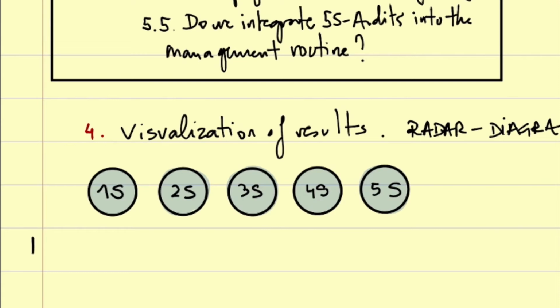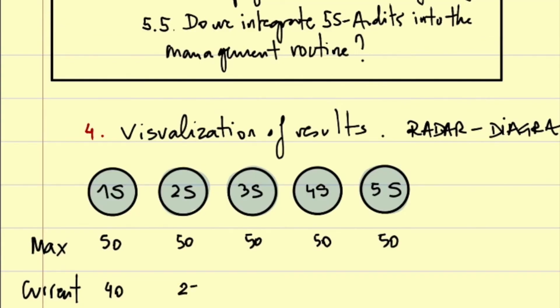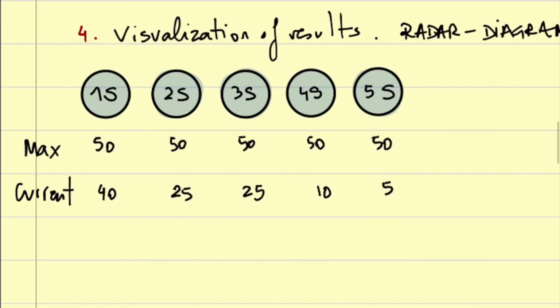We have a maximum of 50 points each. And we have our current number of points that we have achieved. Let's say 40, sorry, 25, 25, 10, and 5. Okay, I don't know, after answering the questions.